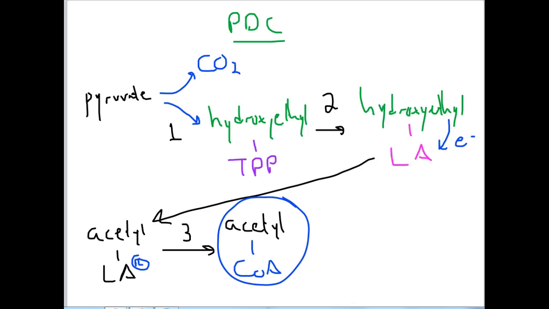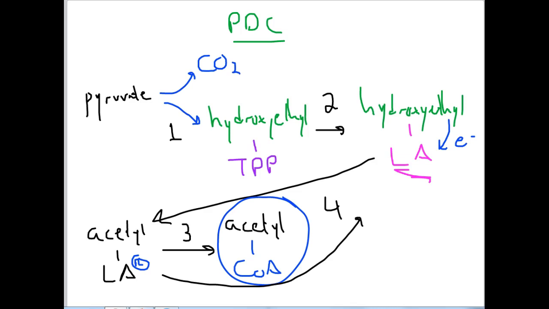We start this off with lipoic acid in its oxidized form. We ended with lipoic acid reduced. We can't have that. So lipoic acid has to be returned to its oxidized form. The way that we do that is in step 4. Now it's going to get a little messy.